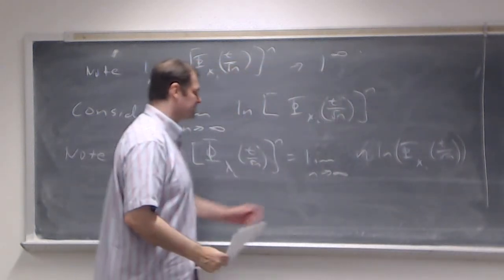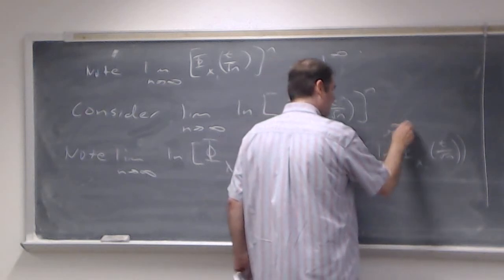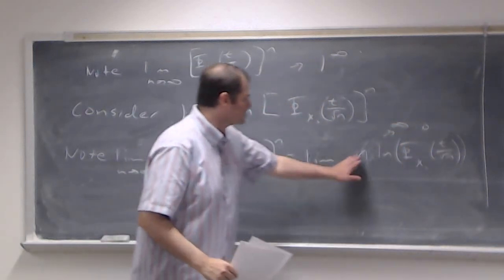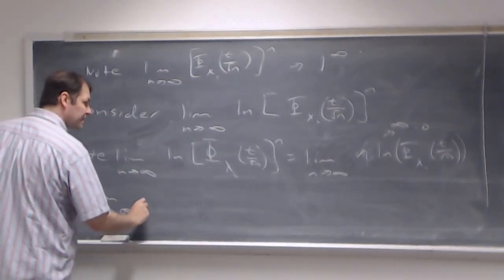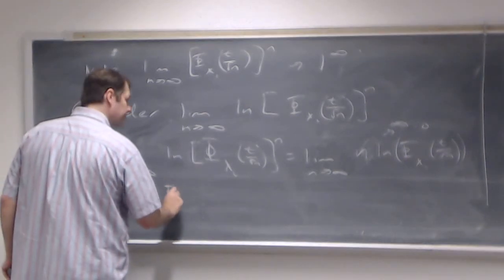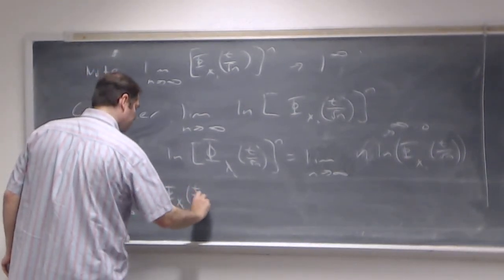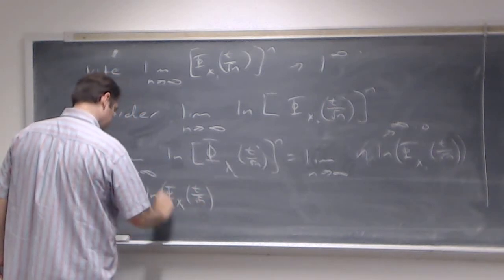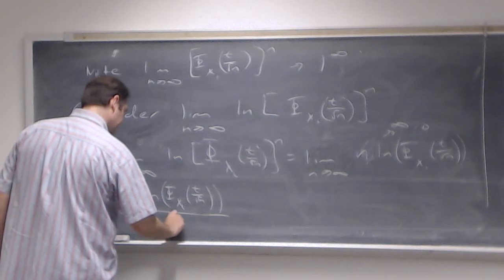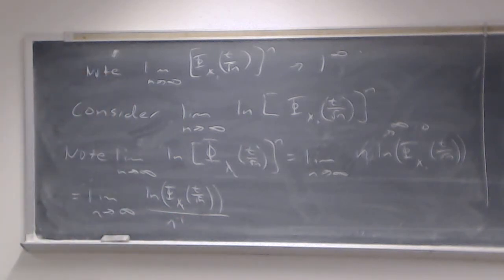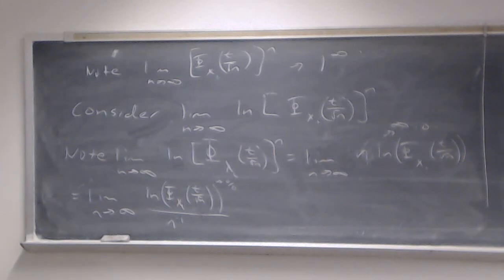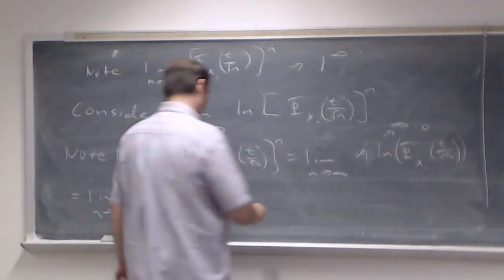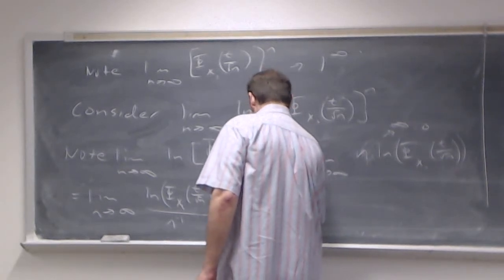Now, as n goes to infinity, this becomes an indeterminate limit form, infinity times 0. So what I do is I pull this n to the bottom. So it's the limit as n goes to infinity of ln of phi of x sub i of t over the square root of n, all over n to the minus 1. That's the same thing. All right. This is now a 0 over 0 situation, and we can use L'Hopital's rule. So I take the derivative of the top over the derivative of the bottom.